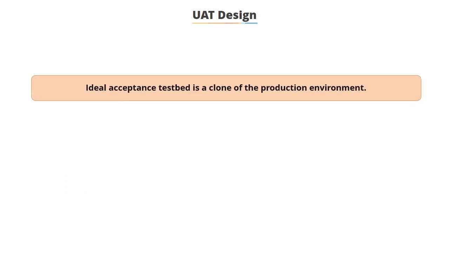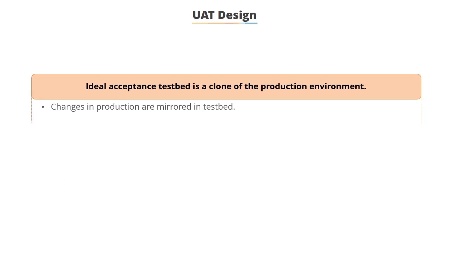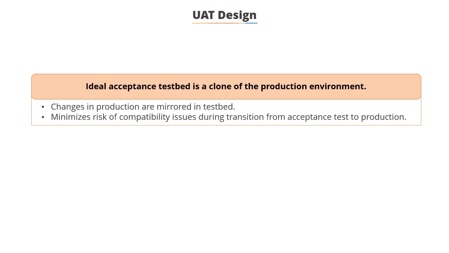So how do we do user acceptance testing? Well, first of all, we need a test bed. Ideally, this should be a clone of the production environment. Any changes in the production environment get mirrored in the test bed. This minimizes the risks of compatibility issues. If we have a system that passes the acceptance tests and then moves into a production environment which has changed, then it's not going to work in production.